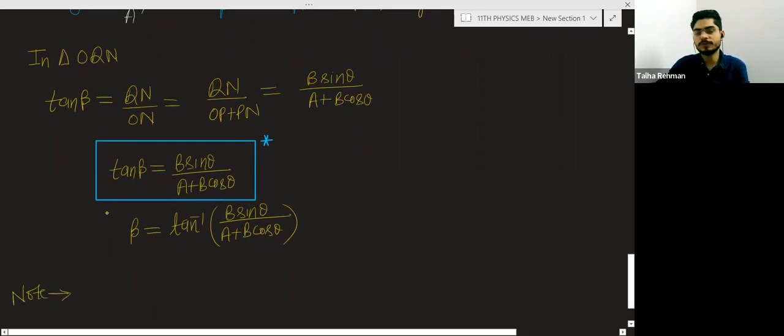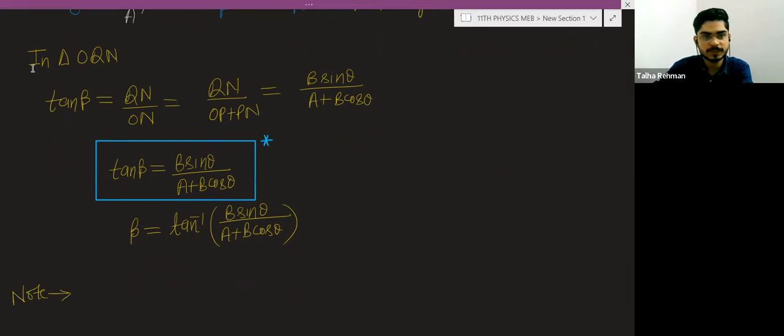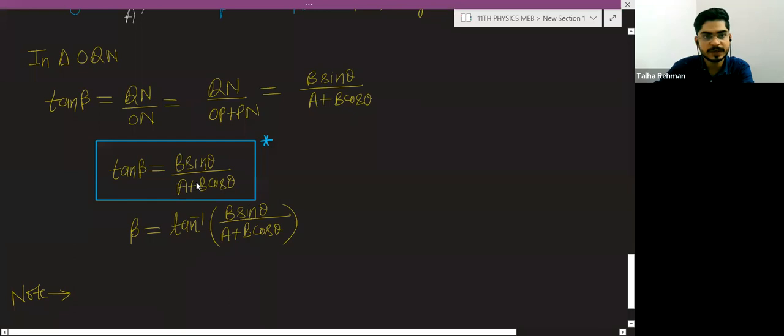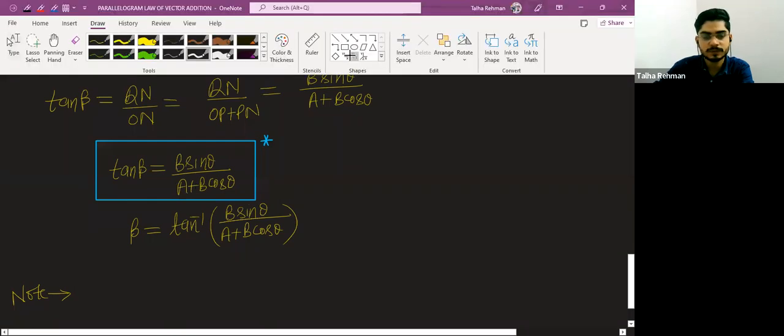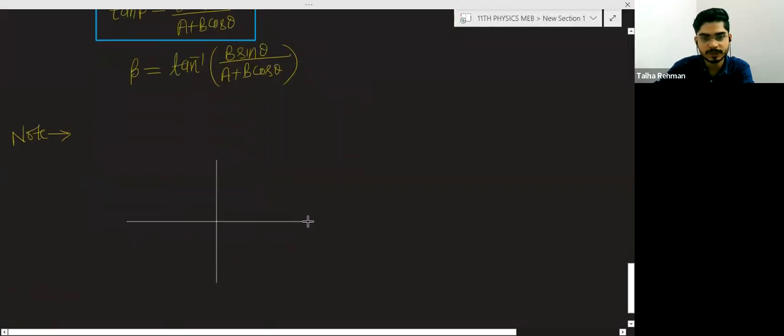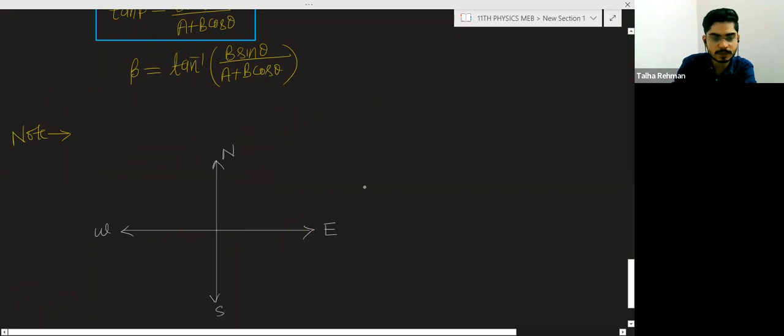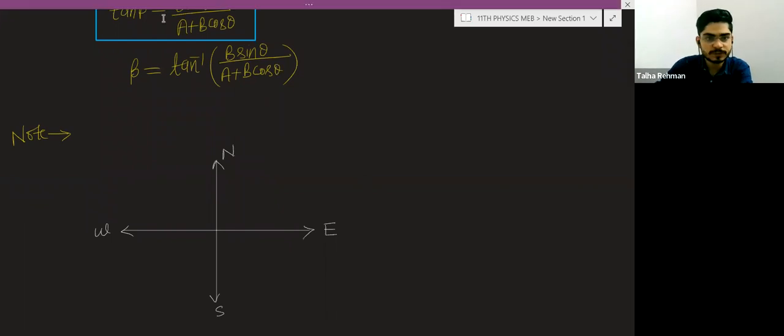Now we will talk about the directions: east, west, north, south. How we will describe the direction on the paper or the screen. So this direction will be east, this direction will be west, this direction will be north, this direction will be south direction. Or if someone is saying northeast direction, so northeast direction will be this.